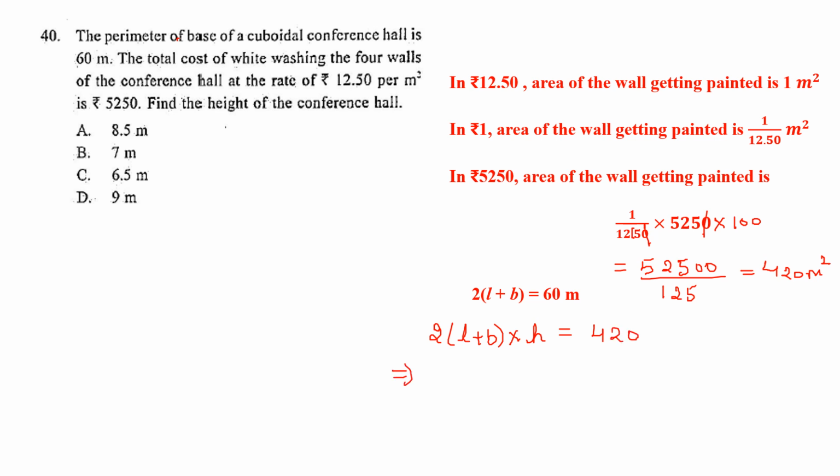Now what I will do, in place of 2 times length plus breadth, I am going to substitute here 60. So it will be 60 times height equal to 420. So height will be 420 divided by 60. So you are going to get your answer as 7 meter, and your B is the correct option.